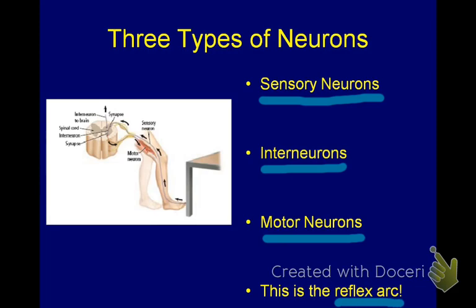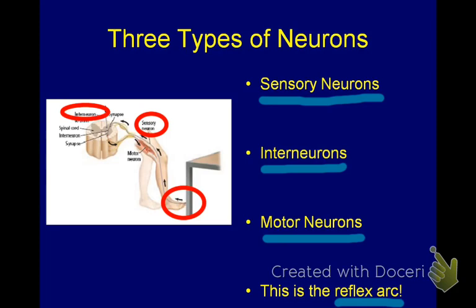We have an example of an incident that requires reflex action. Right here you have somebody stubbing their toe on a table. The sensory neuron carries that information to the spinal cord, to the interneuron. Usually reflexes require quick action, so it's a shorter pathway to get to the spinal cord than to go all the way to the brain. So the spinal cord deals with reflexes.